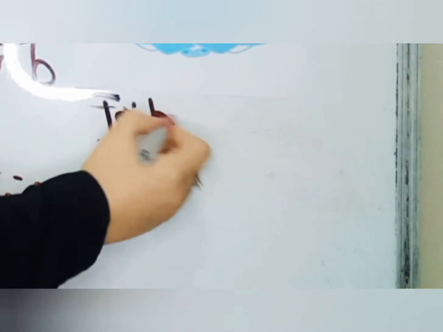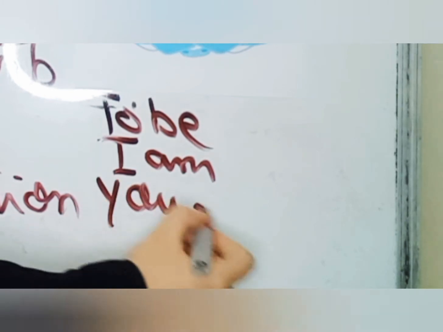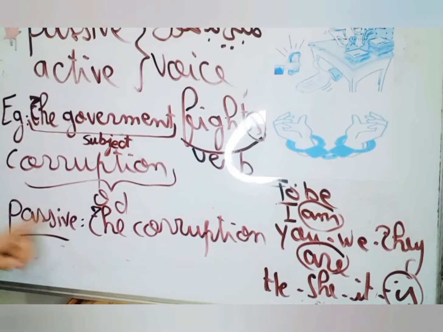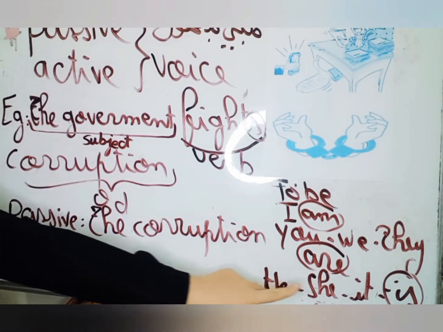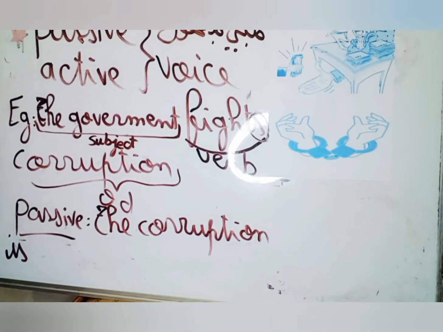To be. عندنا I am, you, we. The corruption. But look first. Corruption, نعوضوها it. We replace it by it. So what do we say here? It is. The corruption is. Then the verb fight.